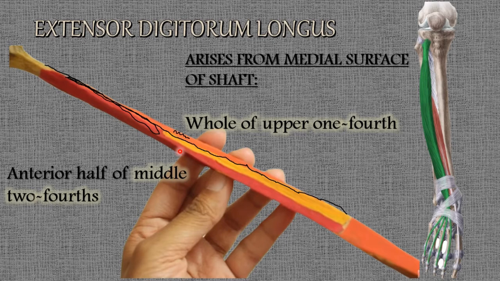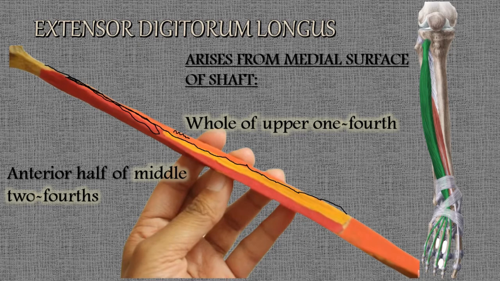So the anterior half of the middle 2/4. Now this surface is divided in its middle part: the anterior half, and this yellow is the posterior half of the middle 2/4. This is 1/4, this is 2/4, and the other 4th. These 2/4 are bifurcated into 2 because they give two different attachments to different muscles. So this area highlighted in red is the origin of the extensor digitorum longus from the whole of the upper 1/4 plus the anterior half of the middle 2/4.